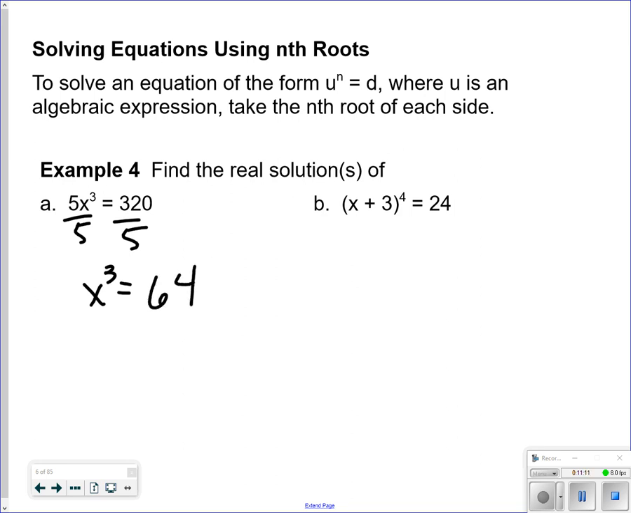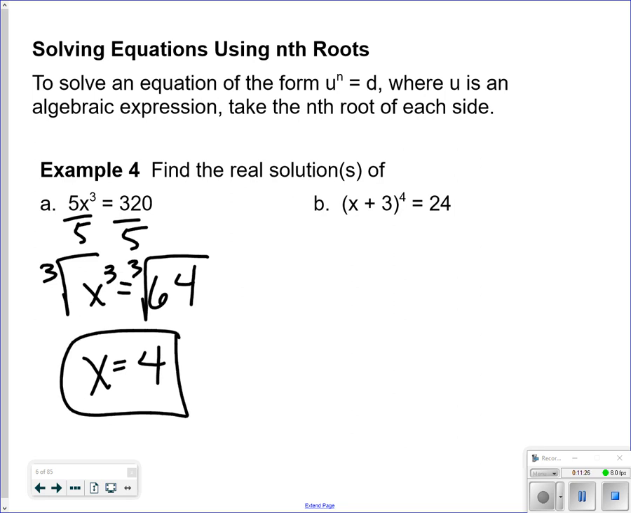Now, just like when you took the square root of both sides, you actually could take the nth root of both sides. So I'm going to take the cube root of both sides. Because it is an odd root, there will be one answer, and the cube root of 64 is 4. So don't just put plus or minus on every single question. The next one, I'm going to take the 4th root of both sides. And yes, this will be a plus or minus because when you're taking the even root of both sides.